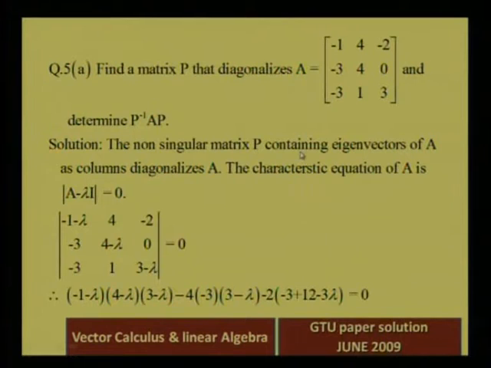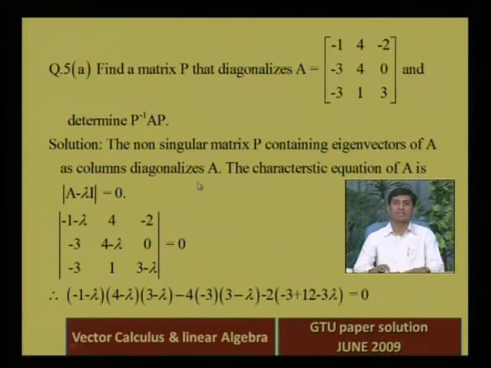The non-singular matrix P containing eigenvectors of A as columns diagonalizes A. So first of all we have to find the eigenvalues, and to find them we have to use the characteristic equation and solve it, in quadratic form, and we can find the eigenvalues lambda. This is our characteristic equation.